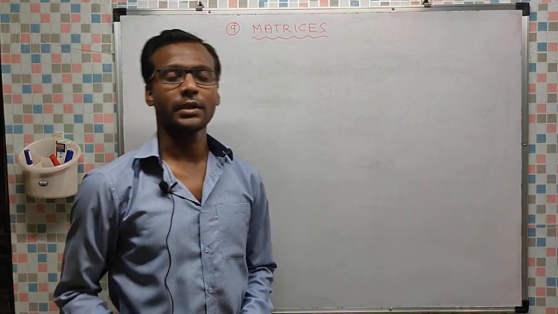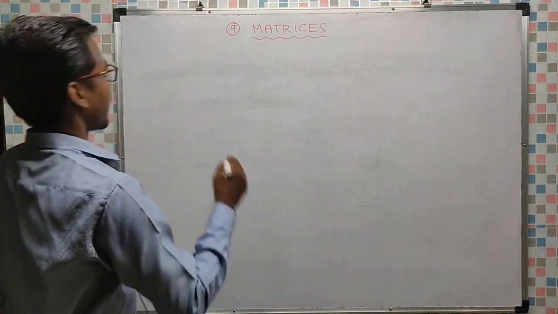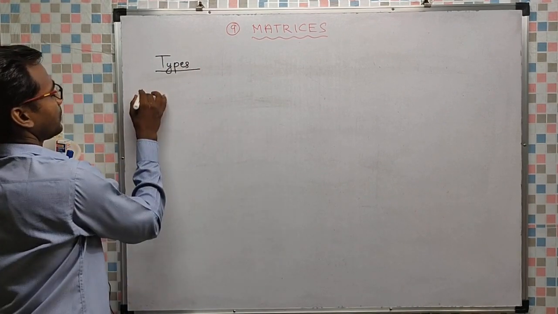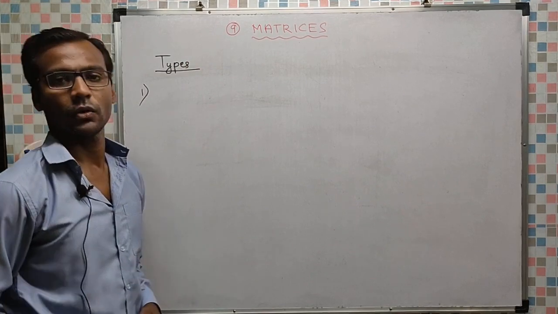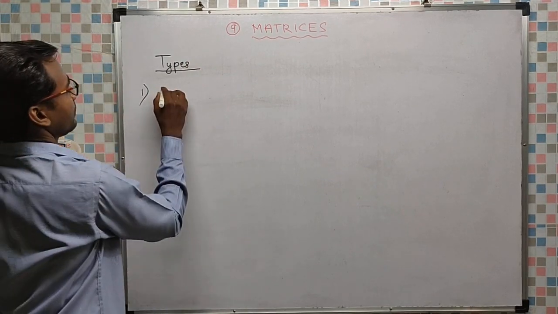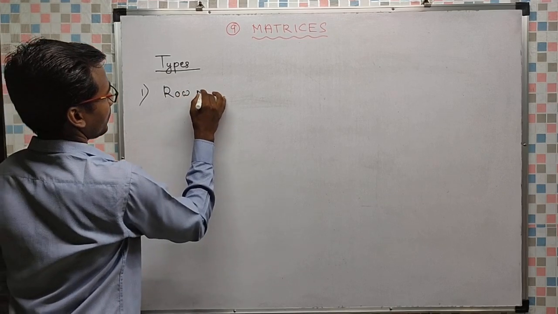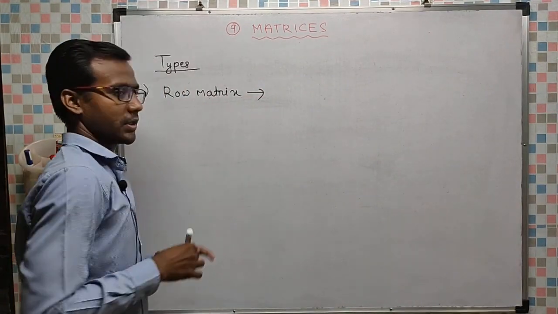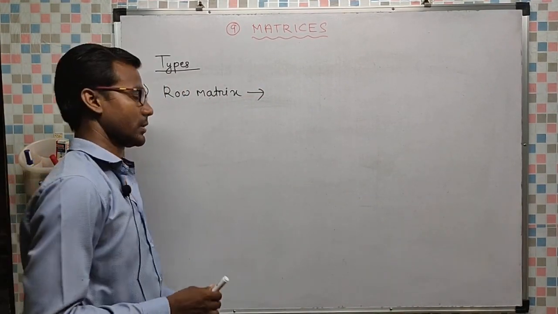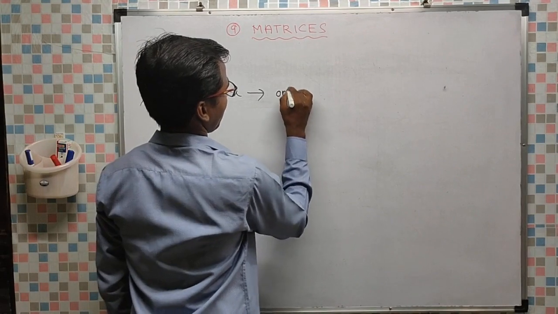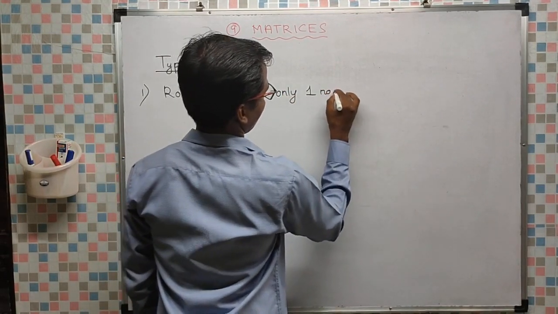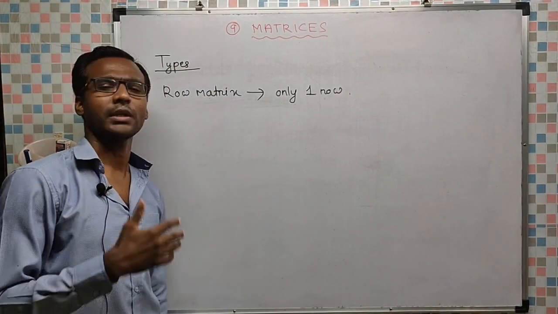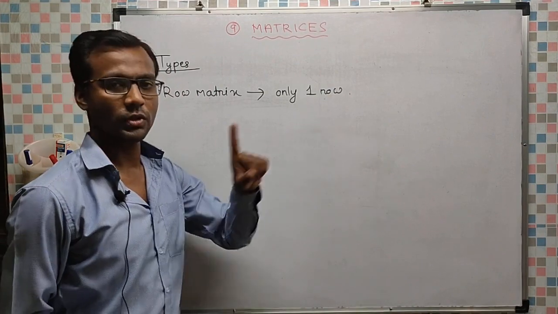Now we will move to types of matrices. First one is row matrix. Row matrix means it is a matrix which has only one row. It can have many columns, 1 column, 2 columns, 3 columns, but its number of rows is always 1.